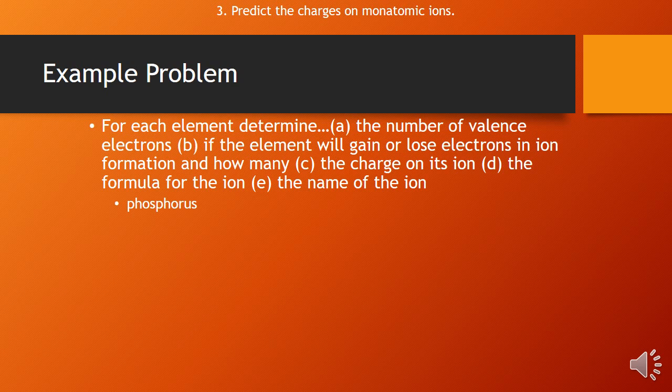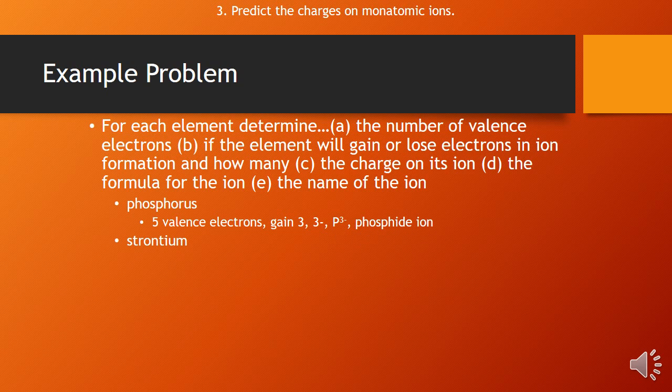If it gains 3 electrons, the charge on that ion would be 3 minus, so there's the answer to question C. Question D, the formula of the ion would be P 3 minus because it now has 3 more electrons than protons. And then the name of the ion, recall with monatomic anions, we use the IDE ending. So the name of the ion would be the phosphide ion. And here are all those answers. It has 5 valence electrons. It's going to gain 3 to get to its octet. The charge of the ion would be 3 minus. Here's the formula, P3 minus, and the name would be the phosphide ion.